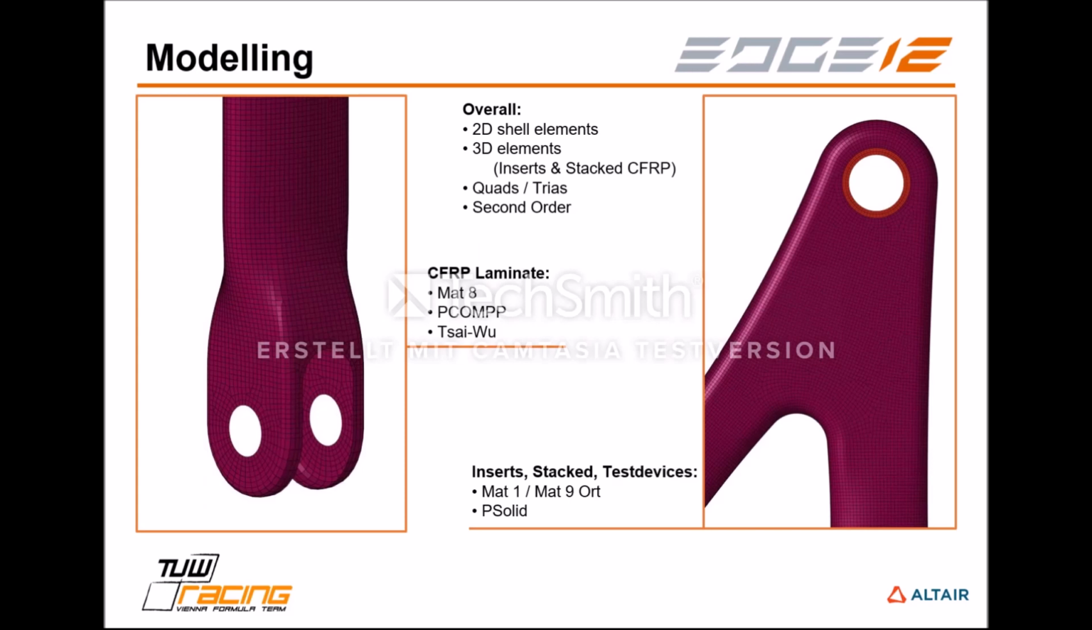Overall, for the modeling, we used a second order combination of quads and trias. For the laminate, we used the ply-based modeling approach, so PCOMPP property with MAT8 material card, and for inserts and test devices we used a three-dimensional mesh with a MAT1 material, and the stacked areas of the wishbone, so the fully solid carbon fiber areas around the uniball where the ball joint sits, also use a three-dimensional mesh with a MAT9 orthotropic material card.